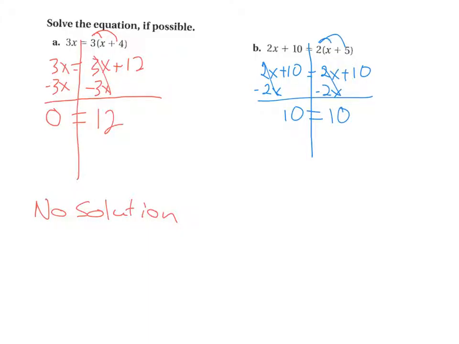Now, once again, there's no more variable. Our work is done. We can't do any more steps, but this equation is true. 10 is always going to equal 10. Doesn't matter what value of x we have. The left side of this equation is always going to be equal to the right side of this equation. So we say that this equation has infinitely many solutions. X can be anything, and this equation will be true.